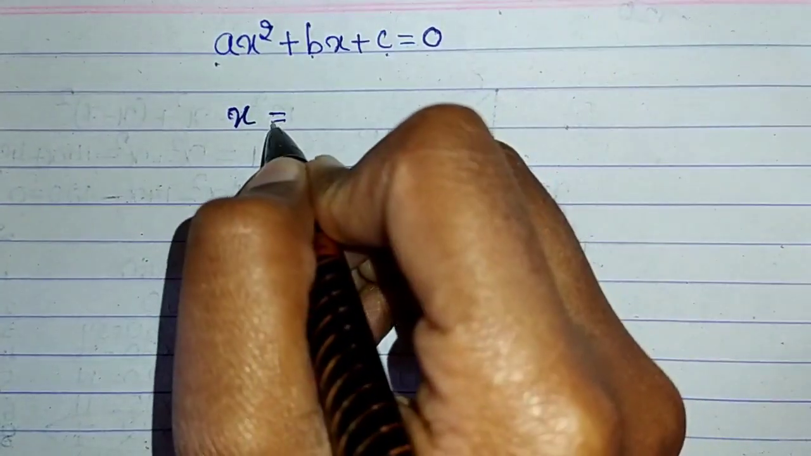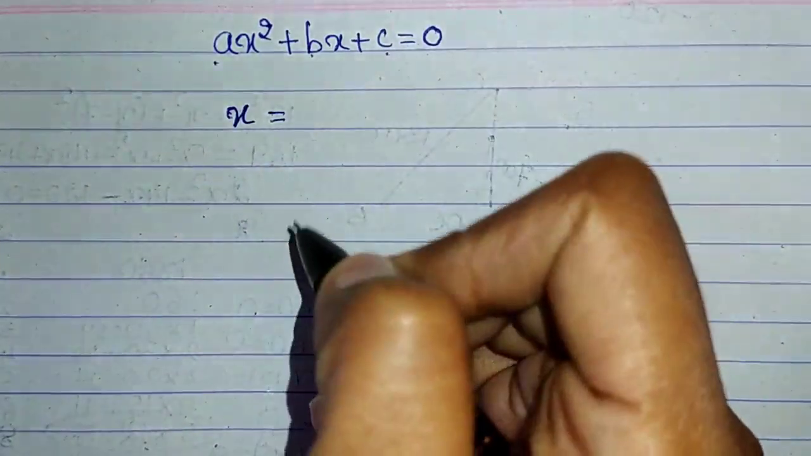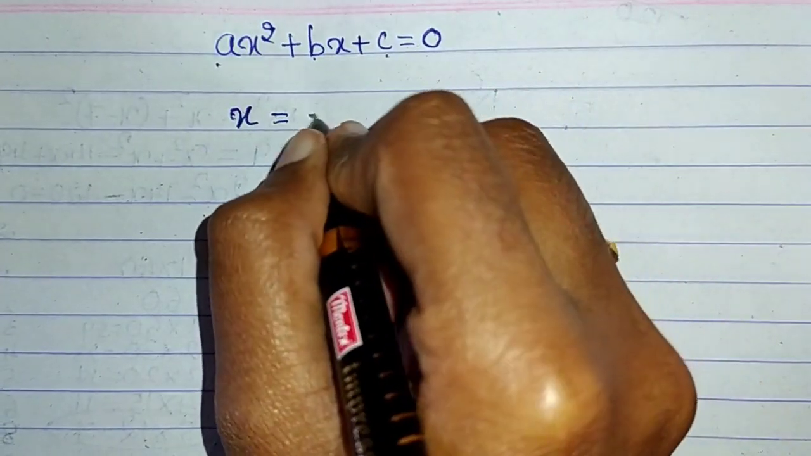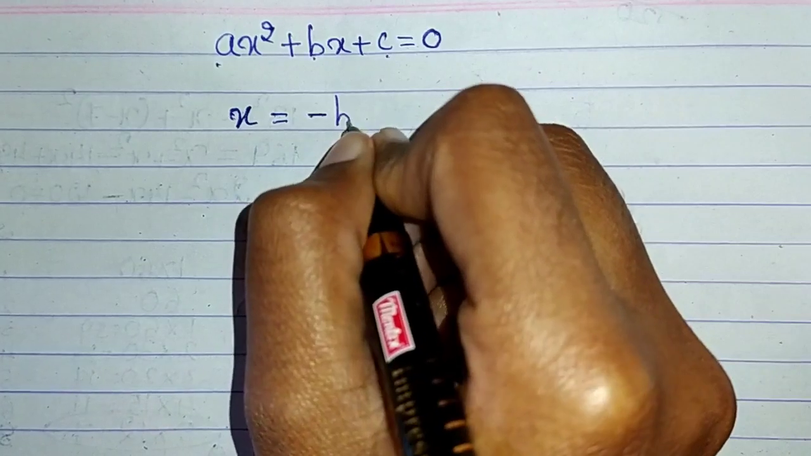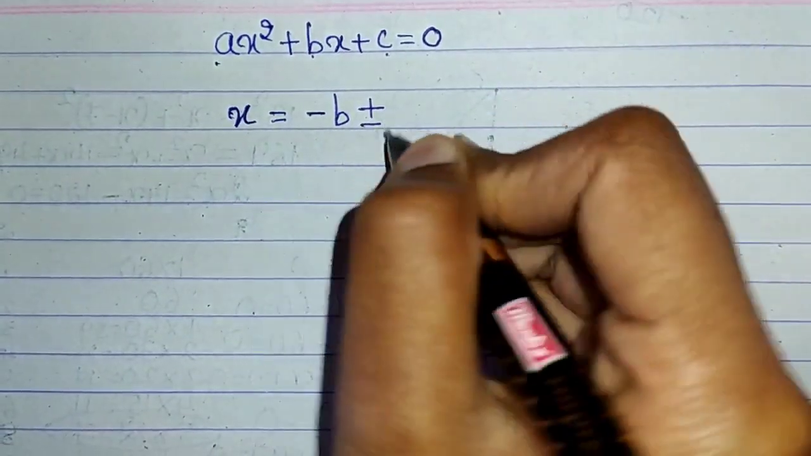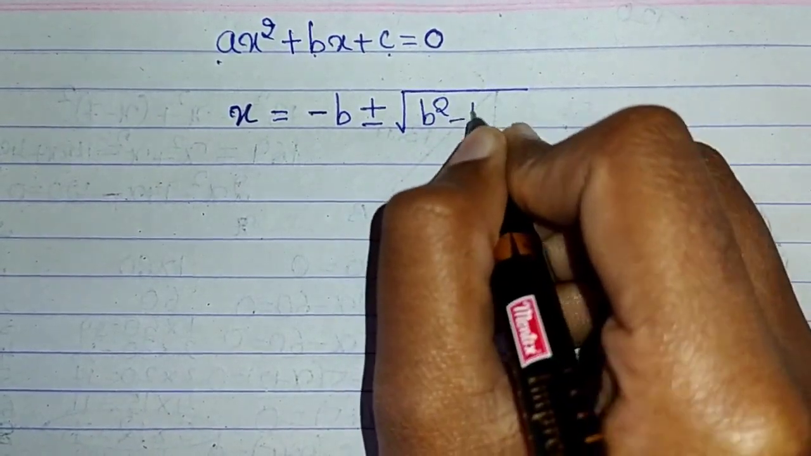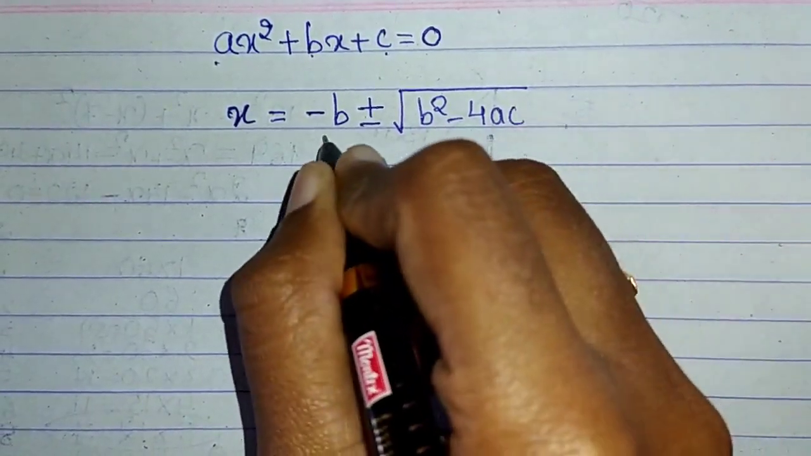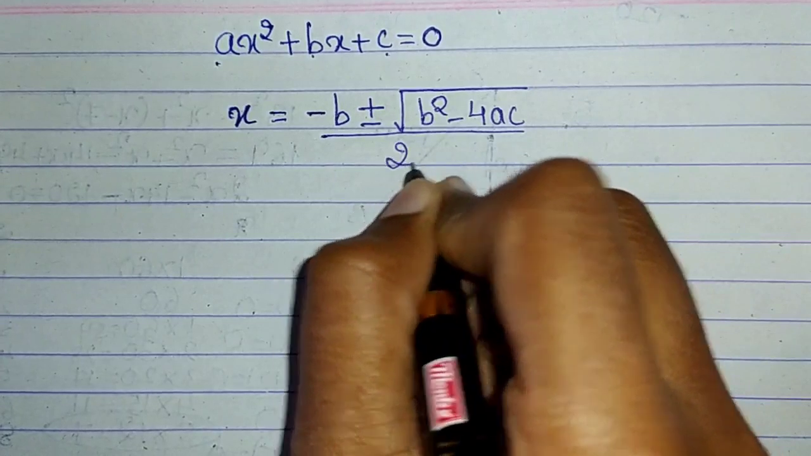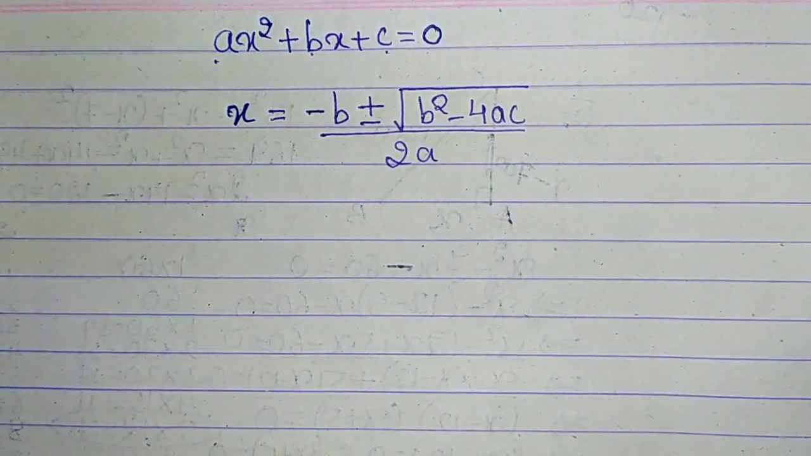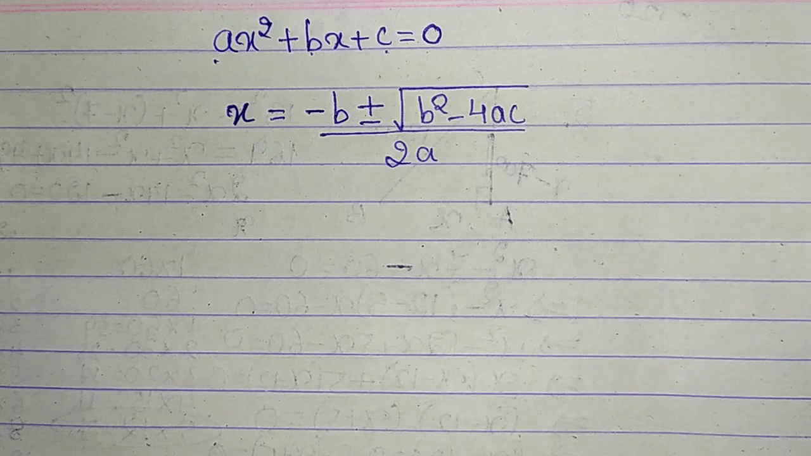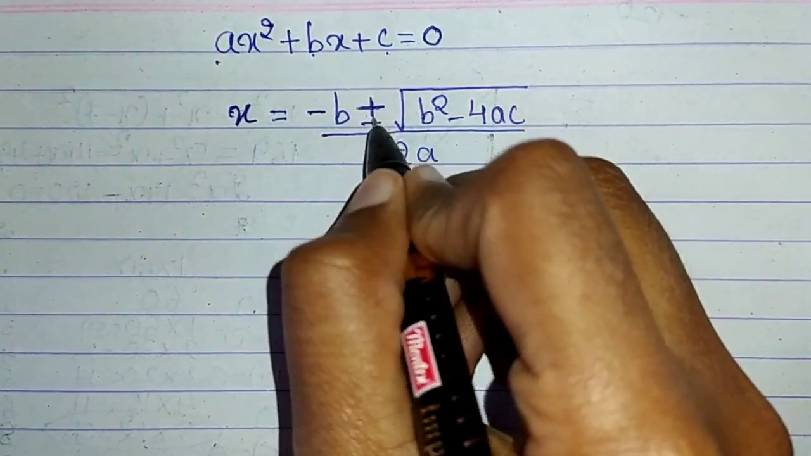To find the value of x, we will make use of a, b and c in the quadratic formula, and that quadratic formula is x = (-b ± √(b² - 4ac)) / 2a. This expression is the quadratic formula using which we can find the roots of a quadratic equation. Here in this case you can see plus or minus.